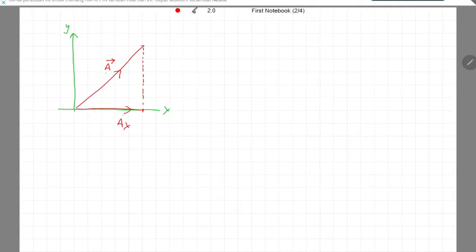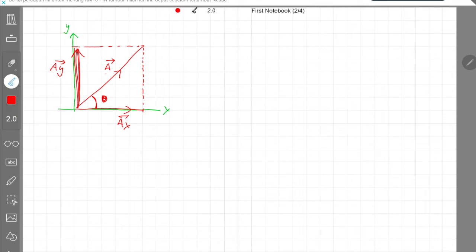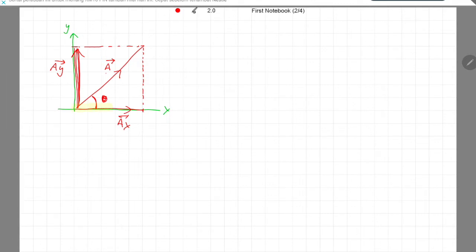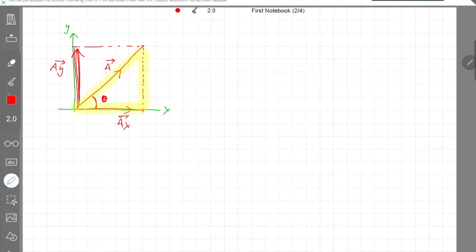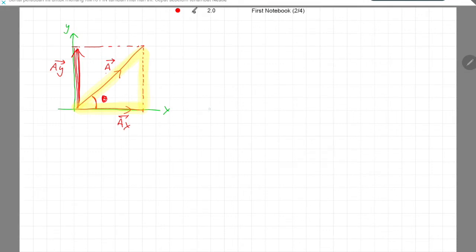AX. And if this is along the y direction, this is the direction of vector, sorry, I want to make it bold, AY. Okay. Now, let's say we have an angle of theta over here. If I were to take this little triangle out, I will get a shape like this.